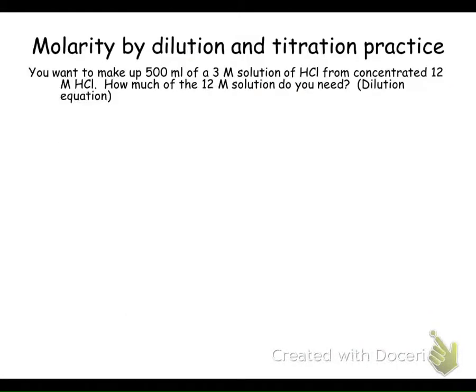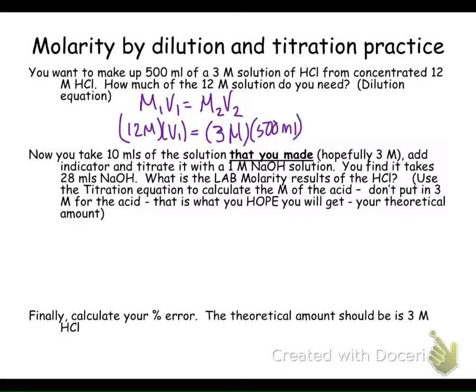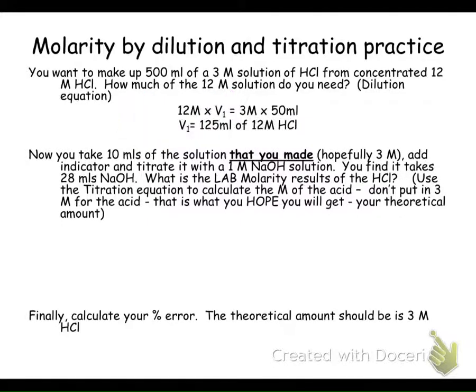Molarity and dilution titration practice. If I want to make up 500 mL of a 3 molar solution of HCl from concentrated 12 molar HCl, how much of the 12 molar solution do I need? I'm going to use my dilution equation, M1V1 equals M2V2. So I've got 12 molar times V1 equals 3 molar times 500. I'm going to solve, and I need 125 mL of a 12 molar HCl solution.